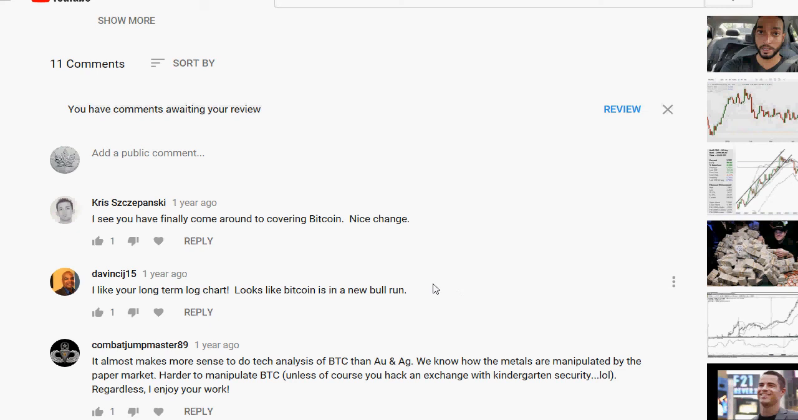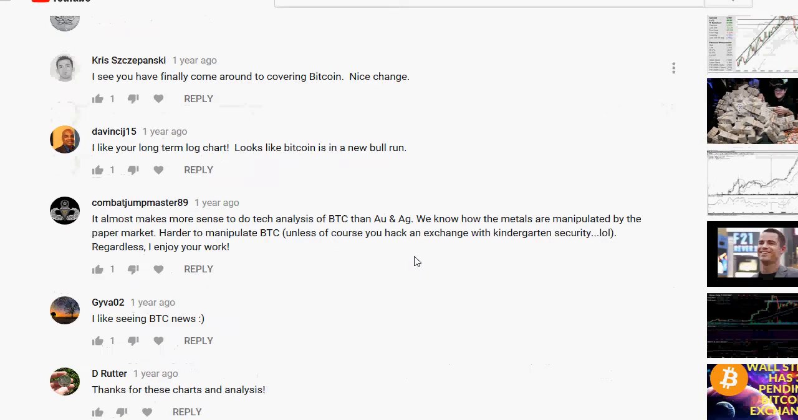I can always say I wish I would have went ahead and done such, but I'm glad again that I got into Bitcoin. It almost makes more sense to do technical analysis on Bitcoin rather than that of gold and silver. We know how the metals are manipulated by the paper market. Harder to manipulate Bitcoin, unless of course you hack an exchange with kindergarten security, laugh out loud. Regardless, I enjoy your work.